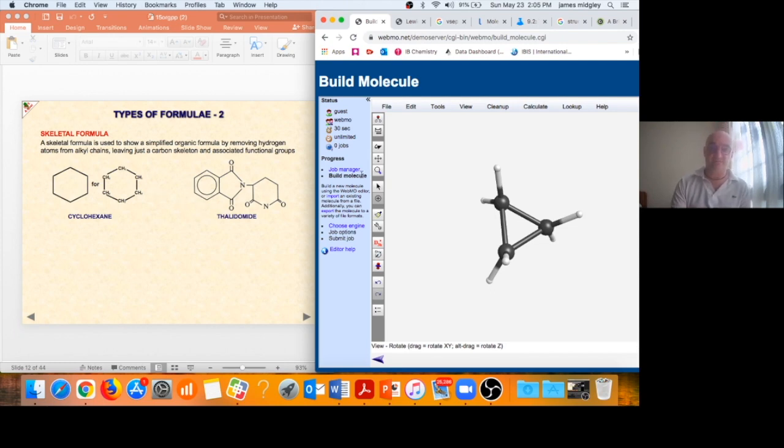So a skeletal formula is used to show a simplified organic formula by removing hydrogen. So this hexagon here is great for cyclohexane. We could just do a triangle for cyclopropane is my point.